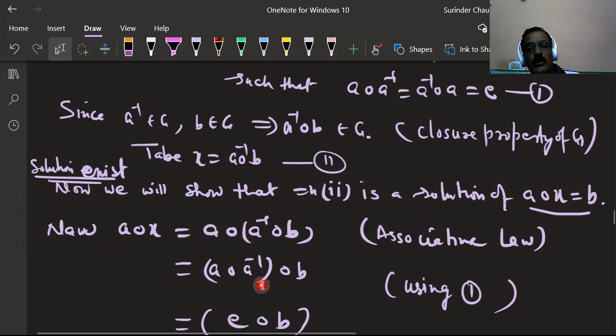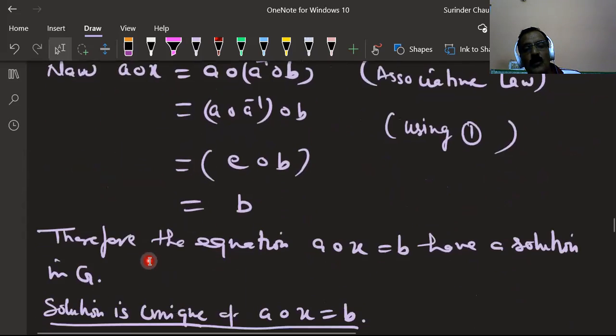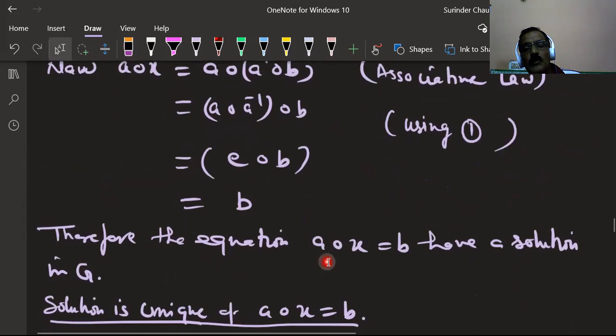A composition A inverse, composed with B, because A is an element of G and G is a group, therefore A composition A inverse is equal to E. E composition with B, E is the identity element, therefore is equal to B. So this implies A composition with X is equal to B, and therefore the equation A composition with X is equal to B has a solution.